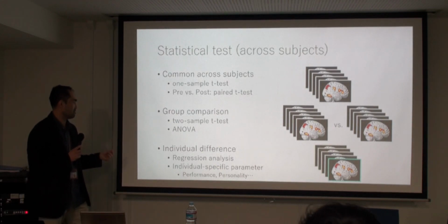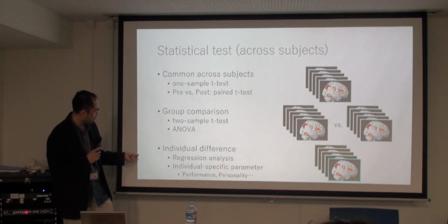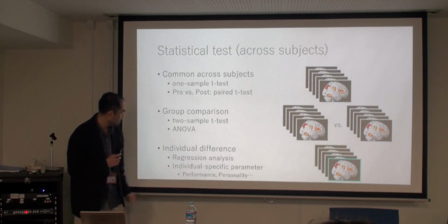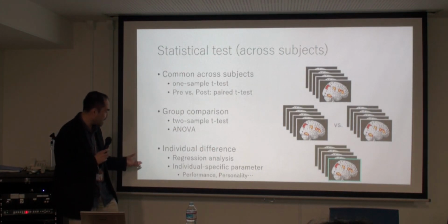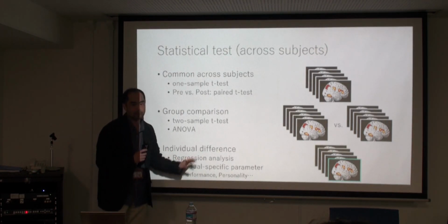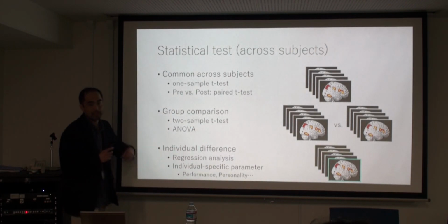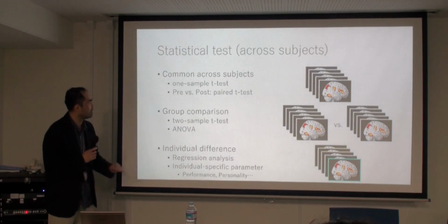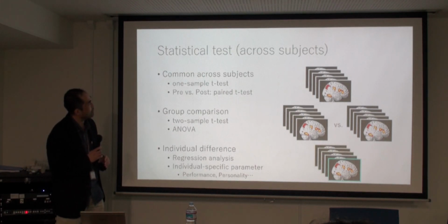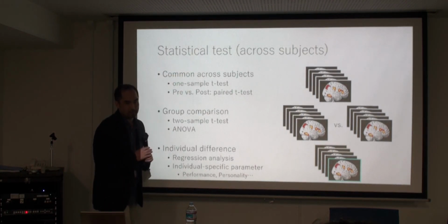And if you are interested in individual difference, we can apply regression analysis. You can put any individual specific parameters like performance or personality. You can identify the cortical activation that is correlated with that parameter. So basically we have three types of statistical approach across subjects design.